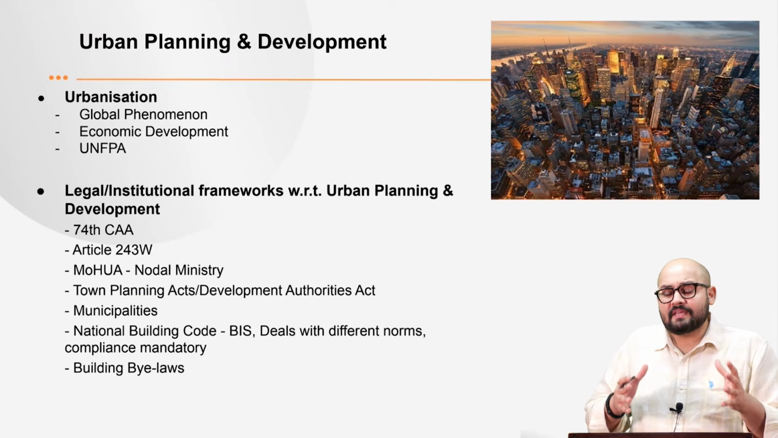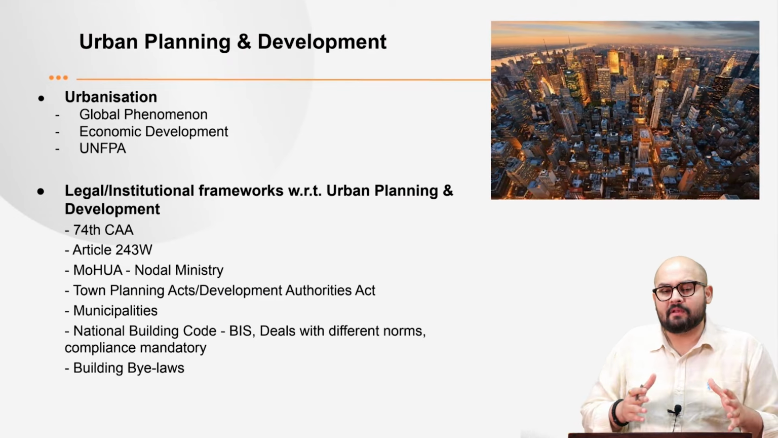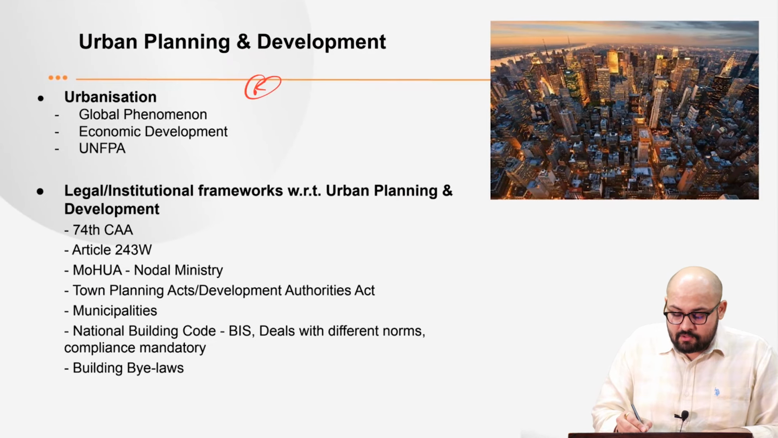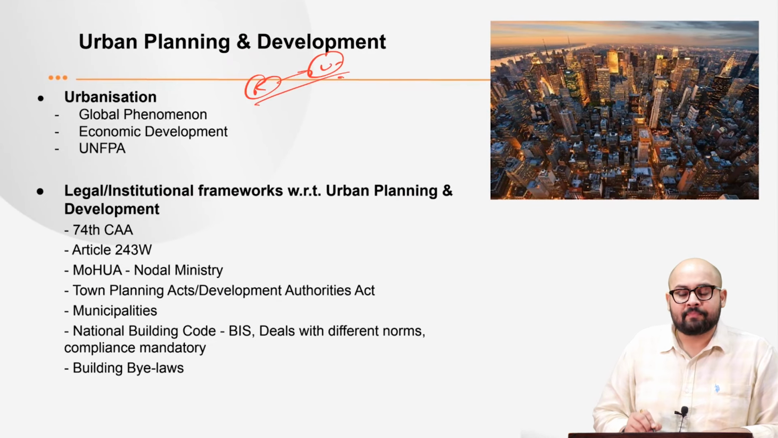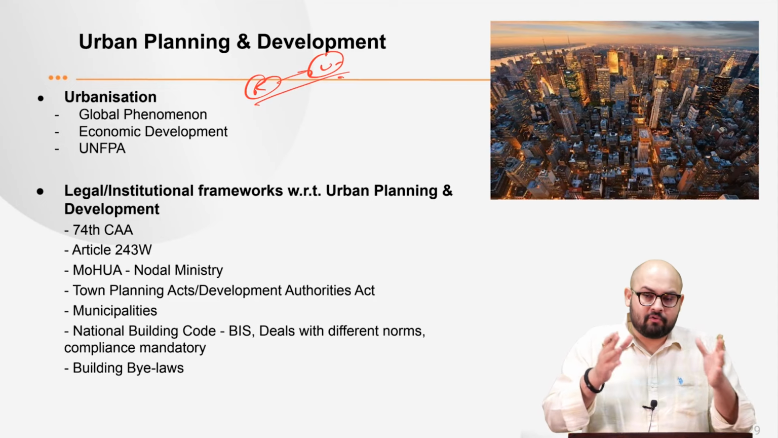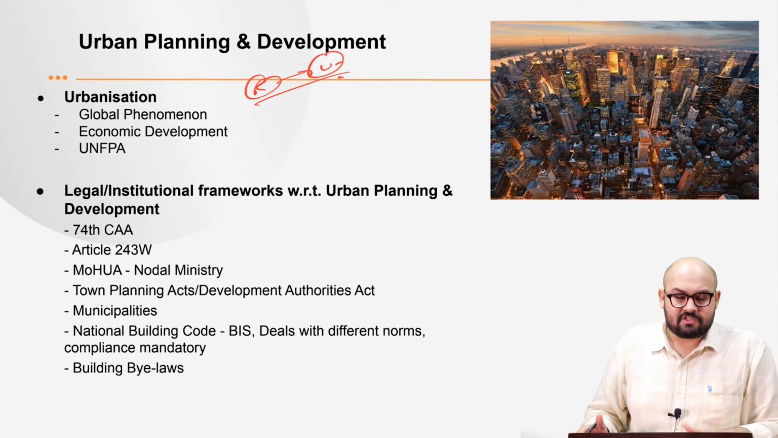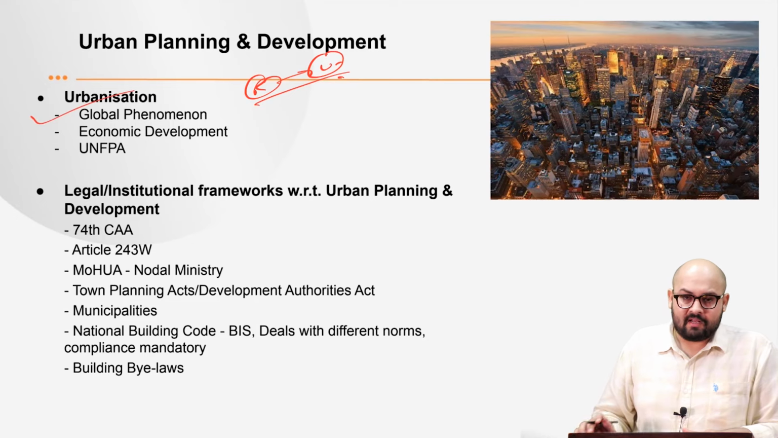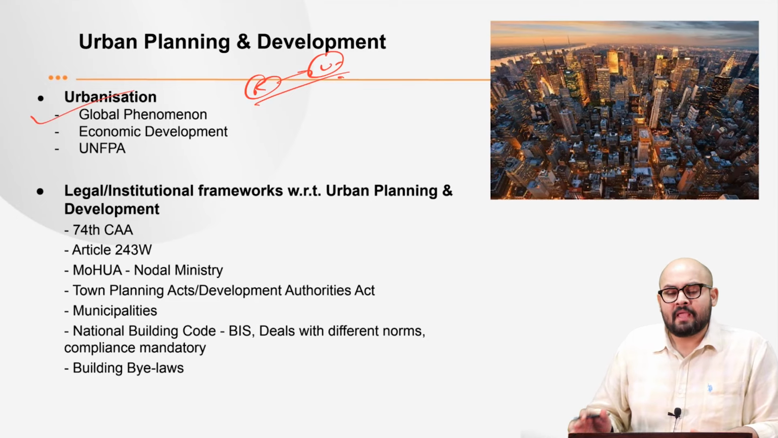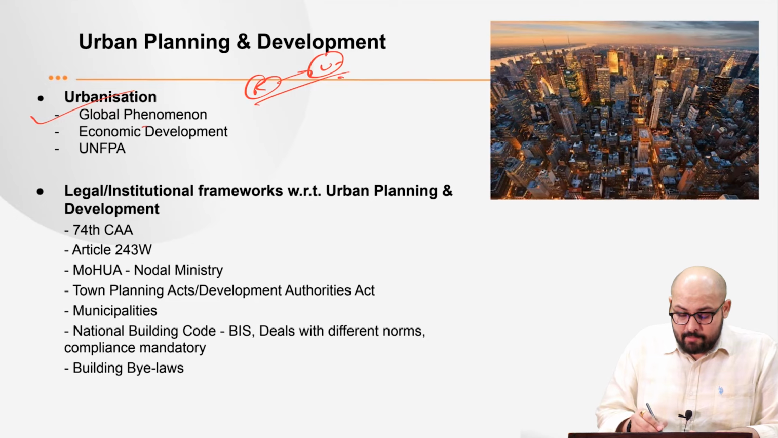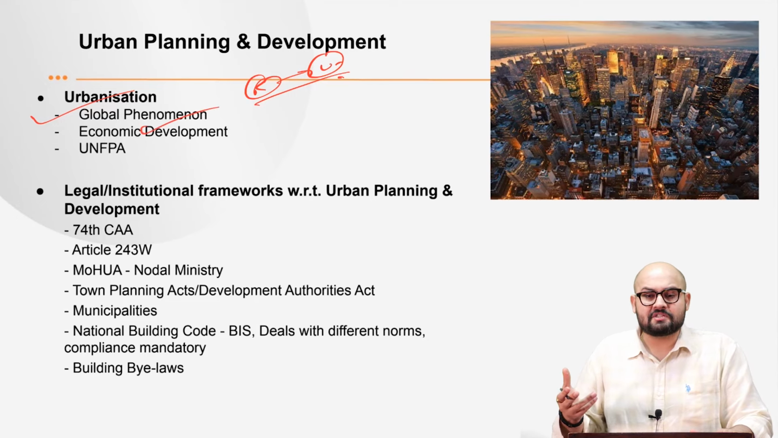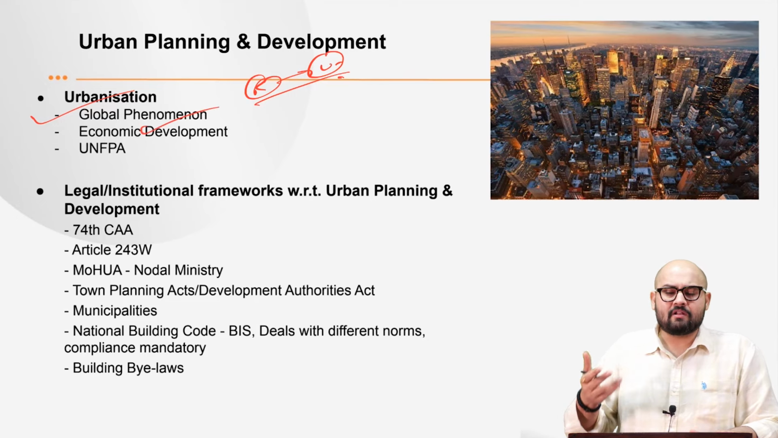See, it refers to the gradual movement of human population from the rural areas to the urban areas, right? The gradual movement of people from the rural areas to the urban areas is known as urbanization. Now this is a global phenomenon, right? It happens everywhere, and it coincides with economic development. As urbanization takes place, we see that economic development also takes place.